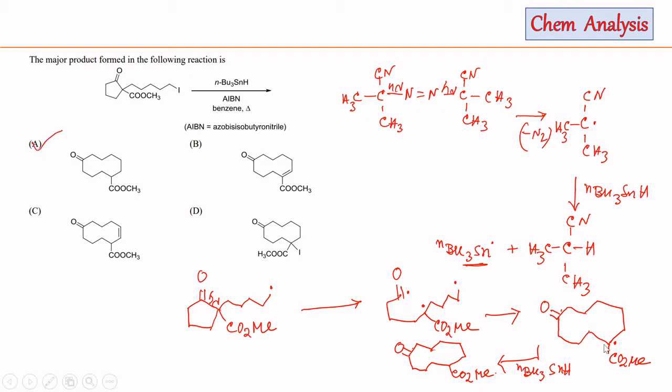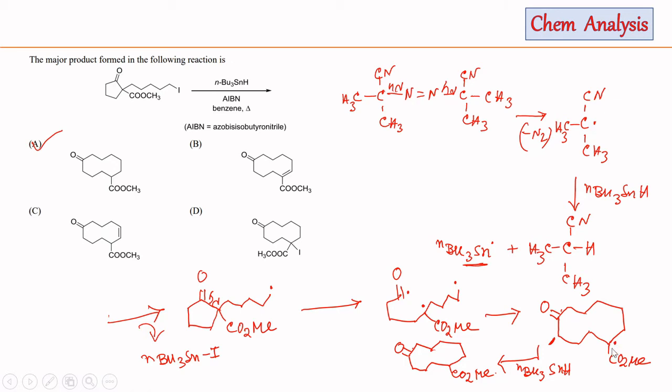You have to be careful that in the last step it will not abstract one halogen atom from the generated species here. Since after abstraction of the halogen atom from the starting material by this radical, there will be generation of this tin iodine complex, and this species cannot abstract one iodine atom from this tin iodine bond, since this tin iodine bond will be more stable than that of the tin hydrogen bond.